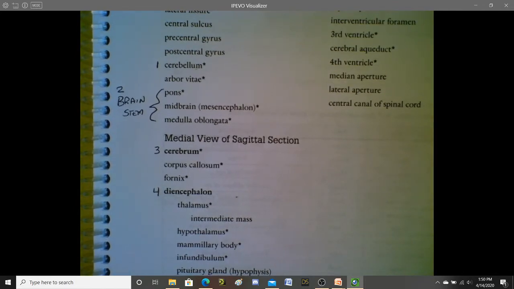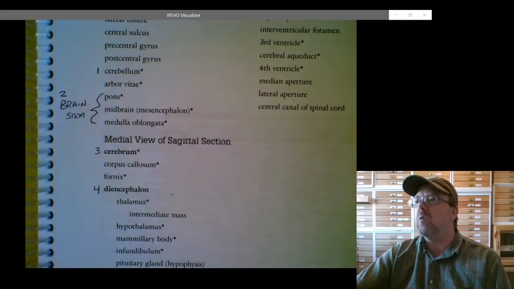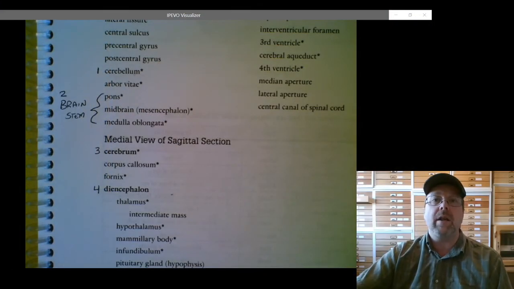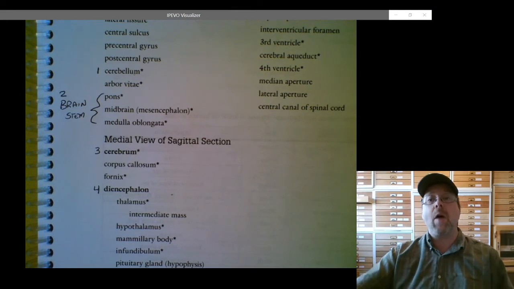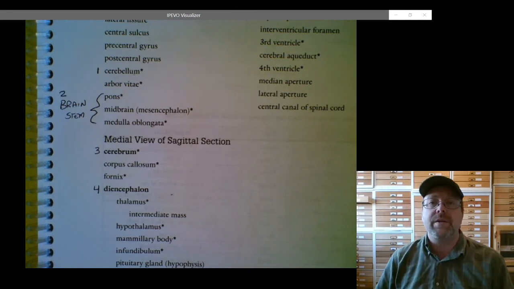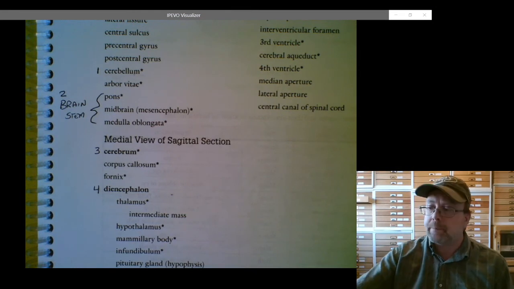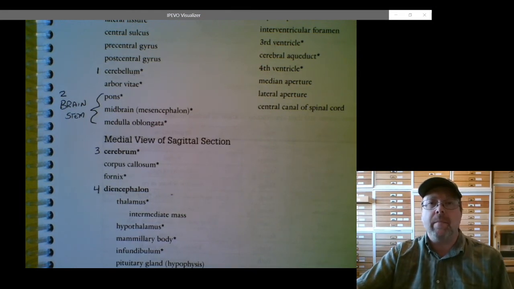And the big picture of the brain is going to help us learn these details. So the first thing I want you to do is make sure that you are learning those 4 parts. And now we're going to start to look at those 4 parts more specifically and name the rest of the list.